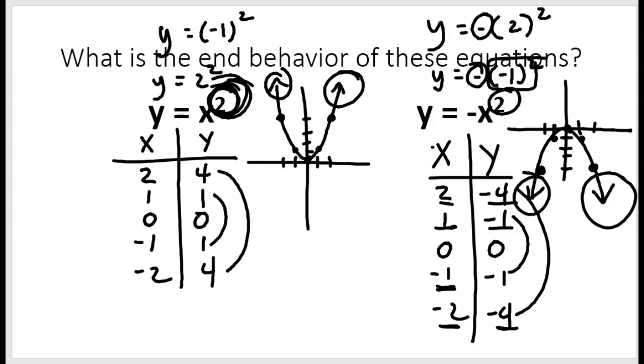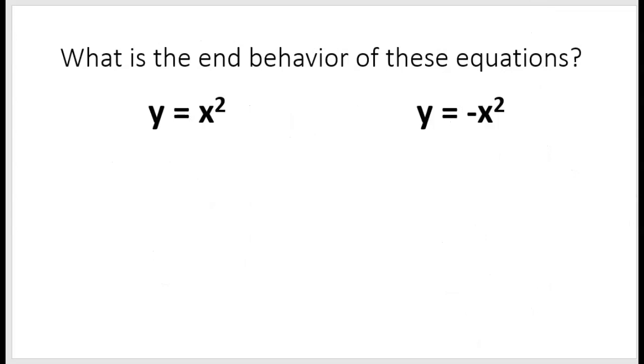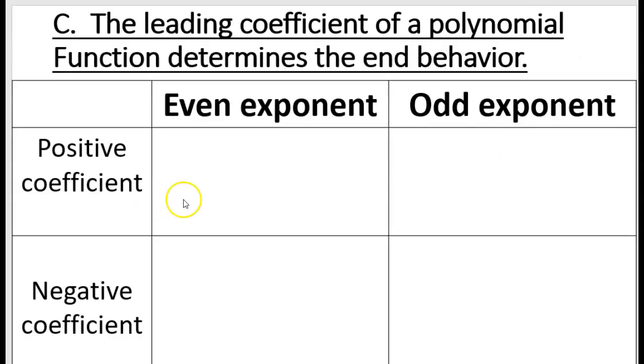But the number in the front has an effect. If the number in the front is positive, it looks like they go up. But if the number in the front is negative, they go down. Okay? So, I want to summarize that really quick in a chart for you guys. So let's do that. Find this chart in your notes and let's do it.